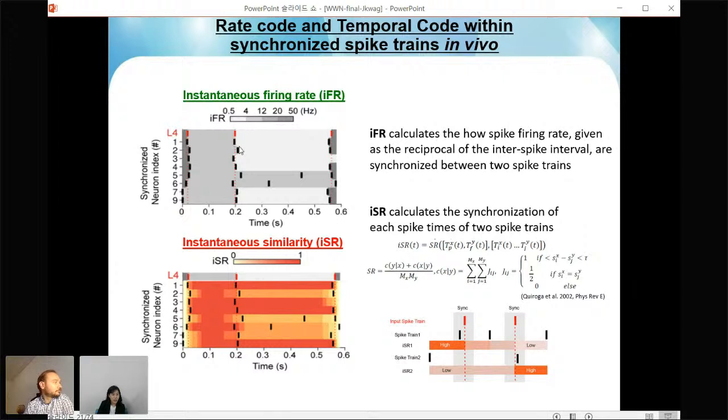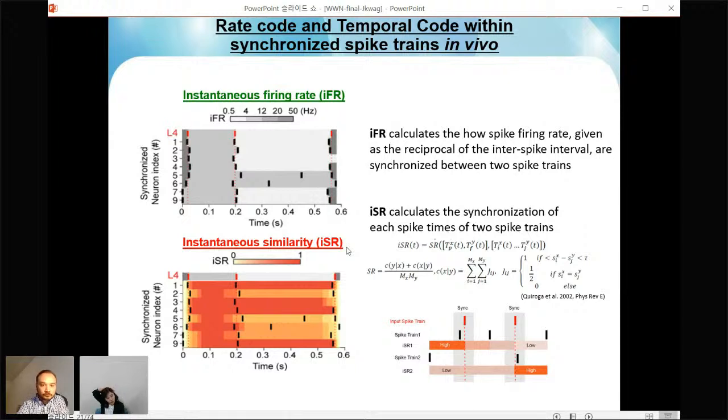Now, if you compare these colorings, you see that these spikes all have similar instantaneous firing rate with the layer 4 input, and these ones have similar firing rate as the input, whereas these ones don't have the same firing rates. So just by looking at this color plot, you can see whether the spike trains in other neurons in other layers have similar instantaneous firing rate or not.